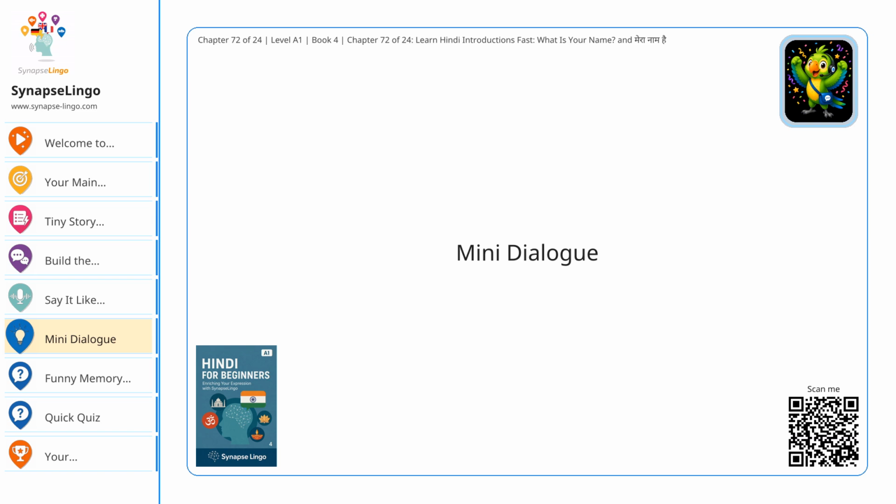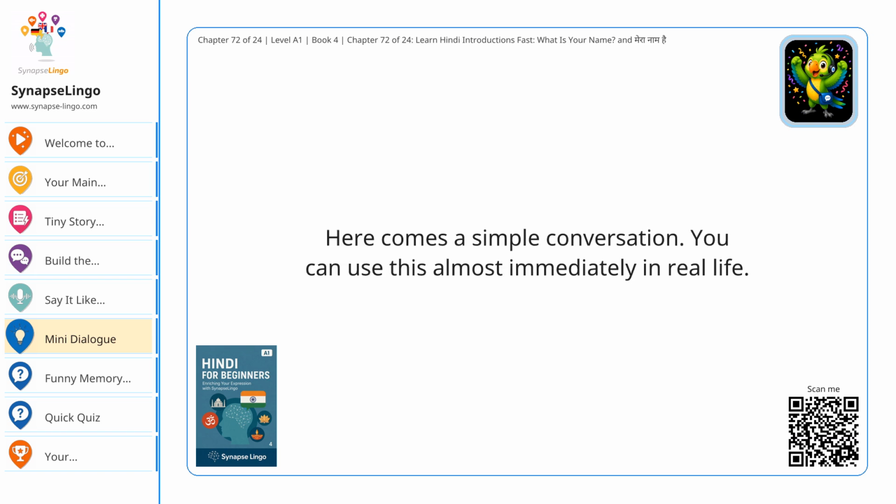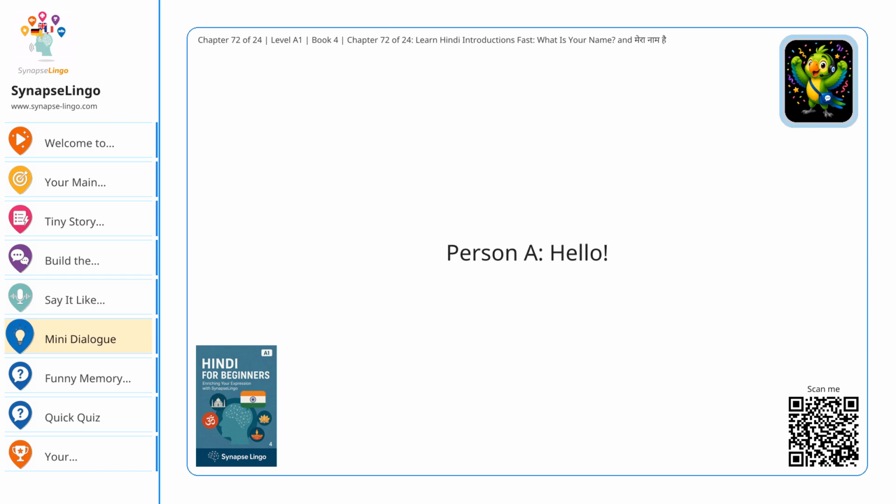Mini dialogue. Here comes a simple conversation. You can use this almost immediately in real life. Person A. Hello. आपका नाम क्या है? Person B. मेरा नाम रीमा है. Person A. आपसे मिलकर खुशी हुई. Person B. आपसे मिलकर खुशी हुई. Yes, both people can say it.